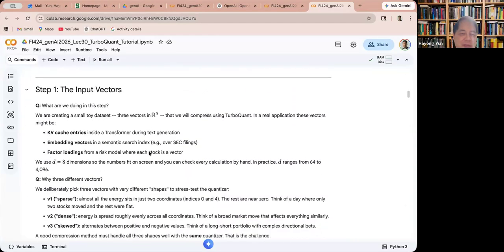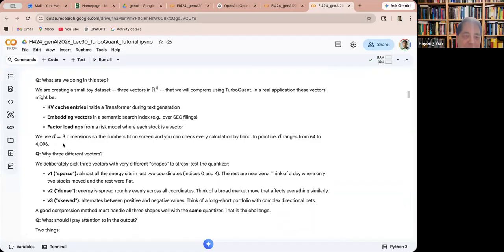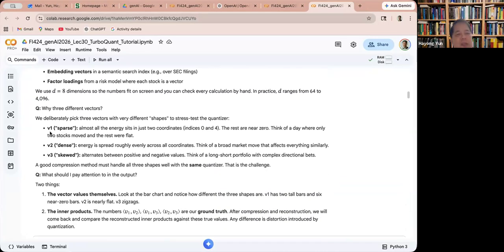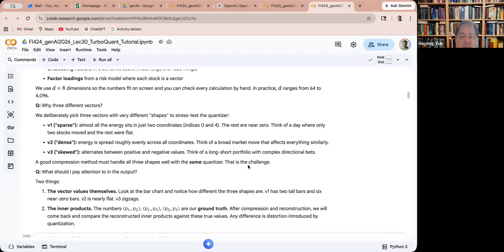Okay, so first the input vector. We are creating a small toy dataset of 3 vectors. In real life, of course, we use not just 8 dimensions, but somewhere between 60 to 4,000 dimensions. So this problem is actually a lot more serious than what we show in this example. We deliberately create 3 distinct input vectors: sparse, dense, and skewed. And a good compression method must handle all these shapes well in the same quantizer.